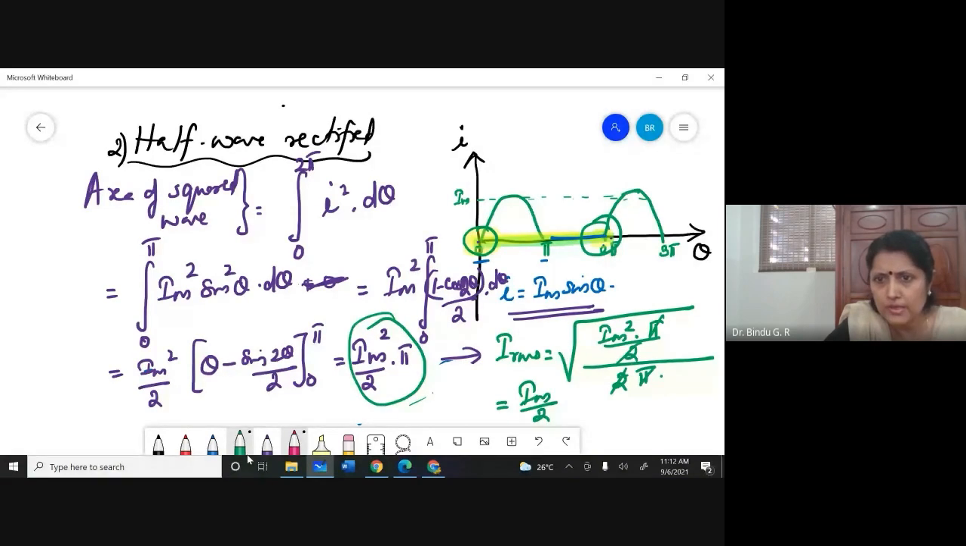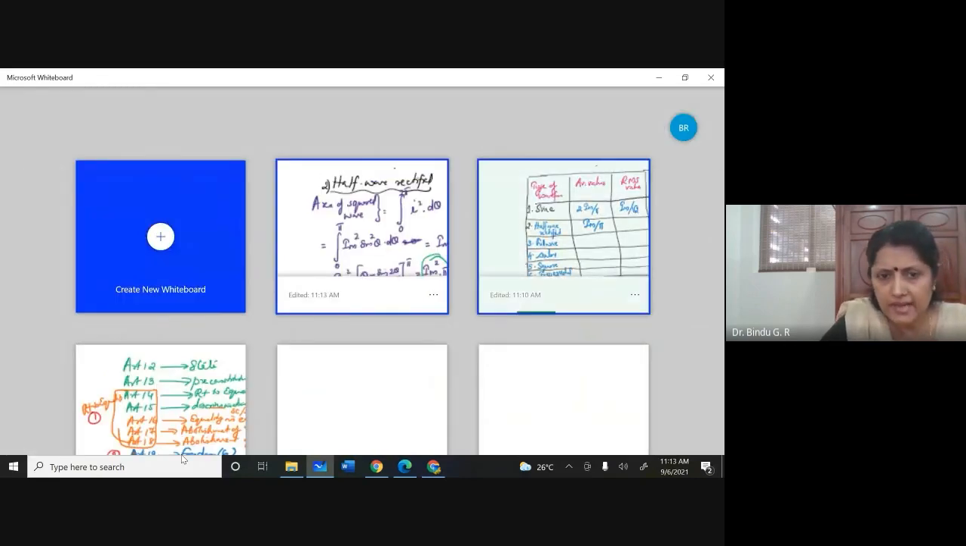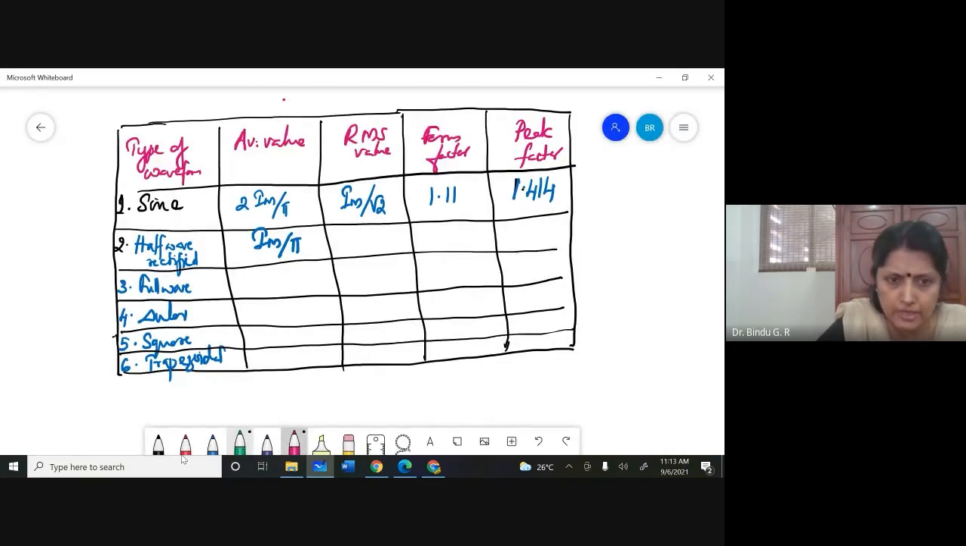After taking the square root, this is Im squared, but this 2 pi also goes up, so this 2 and this 2 come together and it will become 4. This 2 and this 2 don't get cancelled off, they come together. Im squared pi by 2 into 2 pi, so this pi and pi will go, giving Im squared by 4, and you will get the answer Im by 2. So for my half wave rectified wave, the average value I have found out, and the RMS value now I have found out as Im by 2.